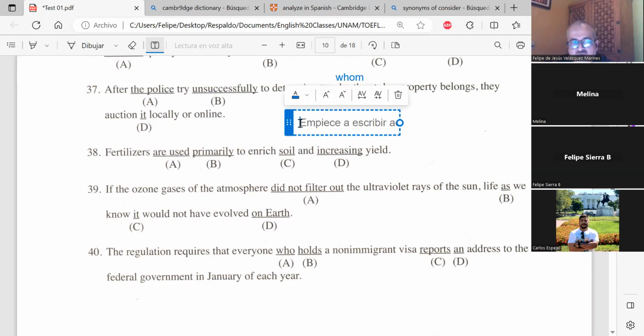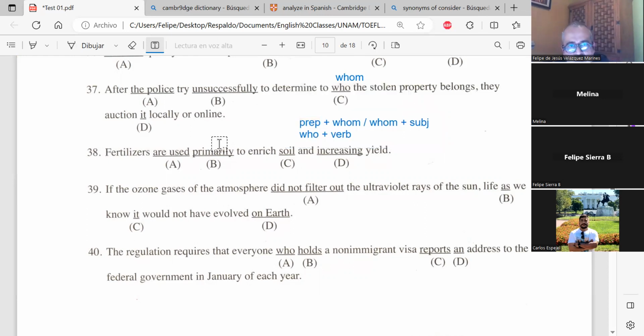Yes, what is the structure? Preposition plus whom, or whom plus subject. No, she's a woman whom I love, and who is just plus a verb. No, he's the man who loves her. She's the woman whom he loves.